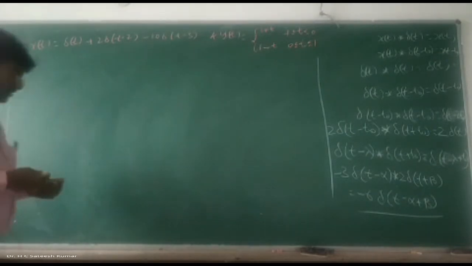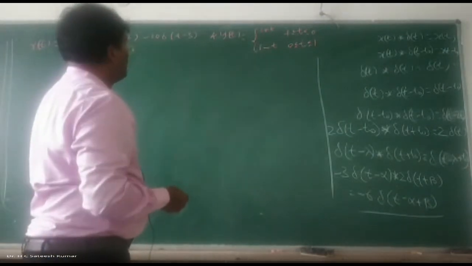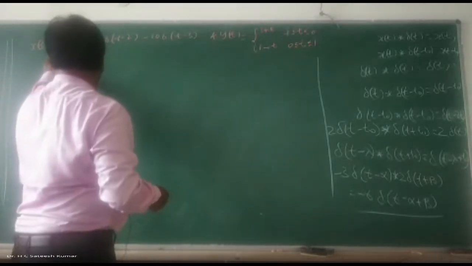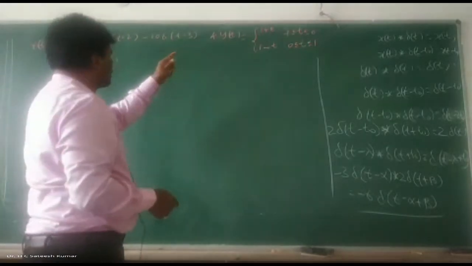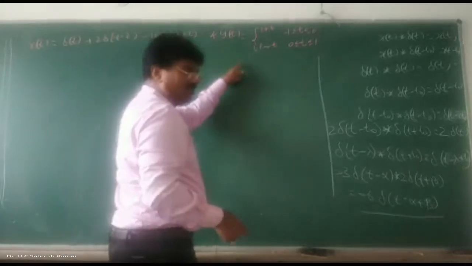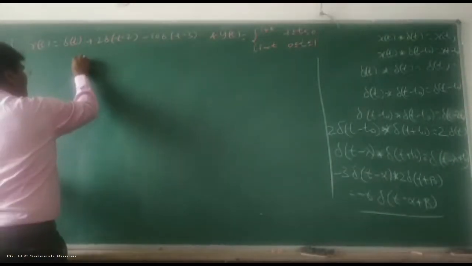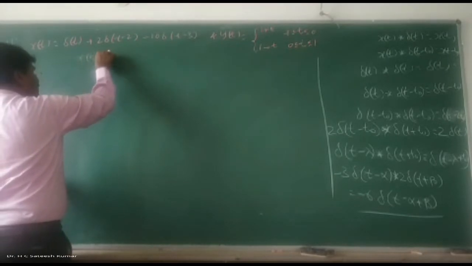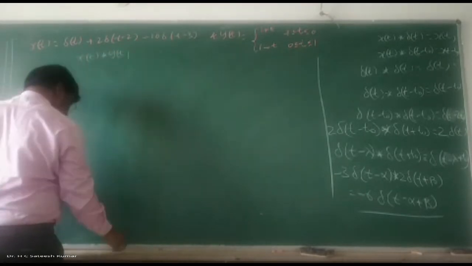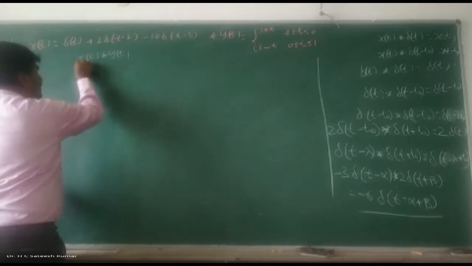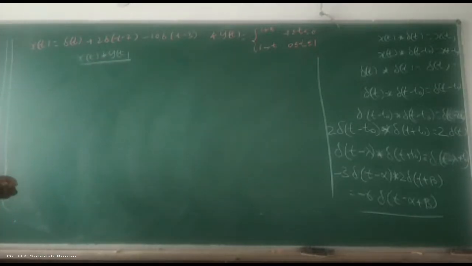Okay, right. Now, we have two signals, x of t and y of t. It's not input and output; here is one signal, here is another signal. Find the convolution of the following signals: x of t convolved with y of t. Okay, right. How to do this one?